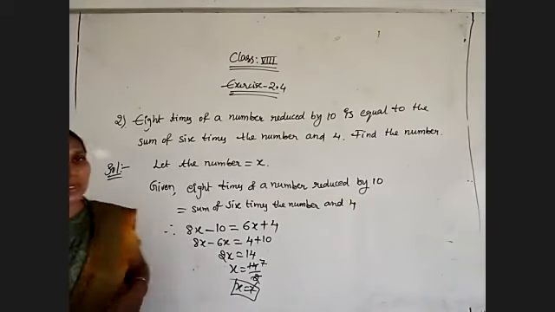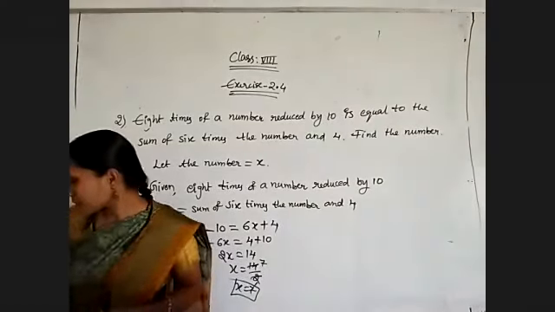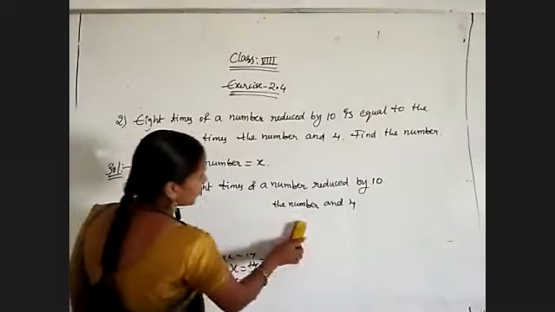Okay. Now coming to the third question. A number consists of 2 digits.